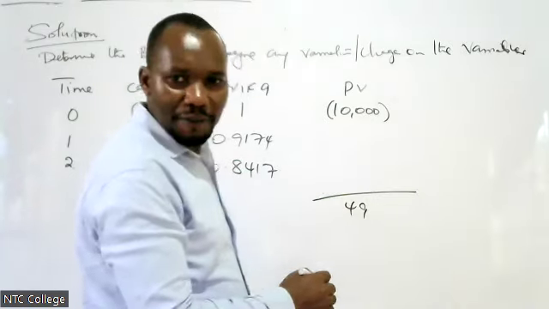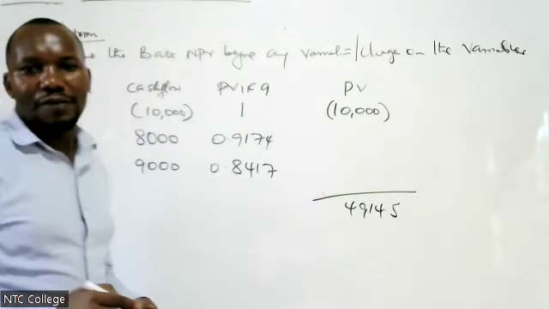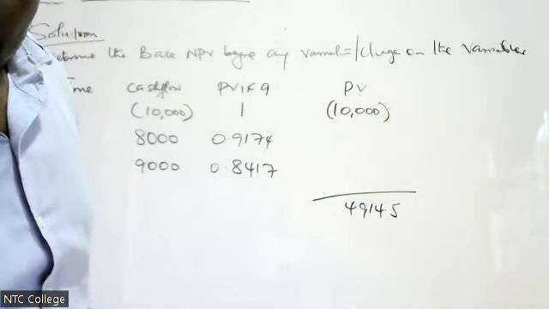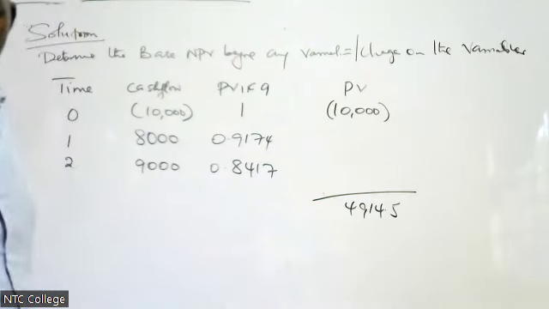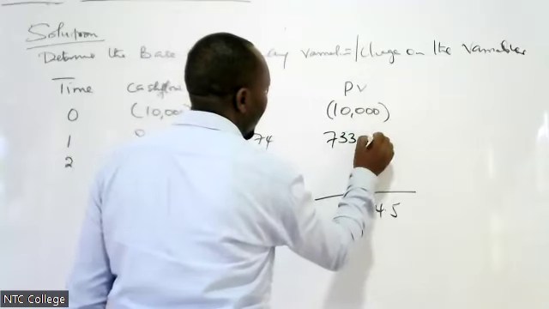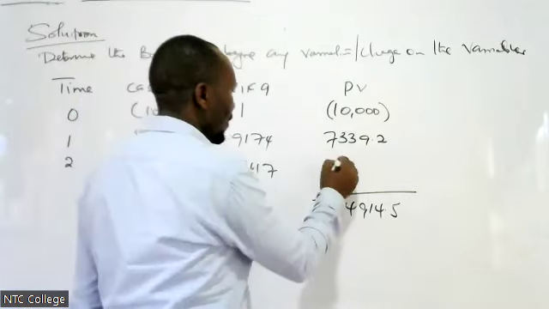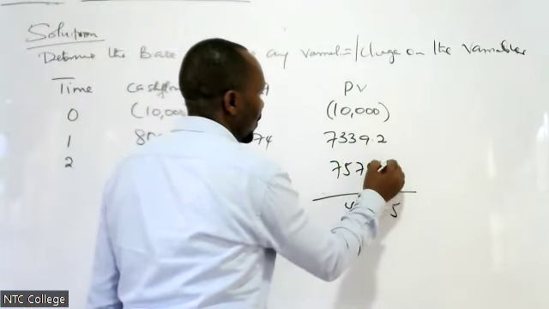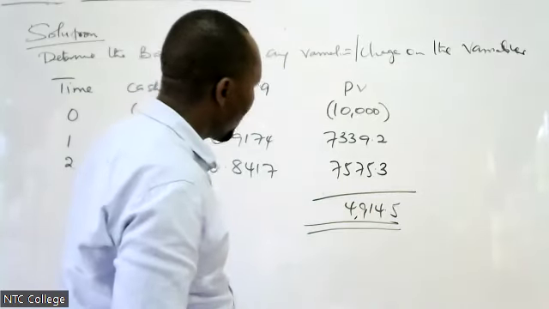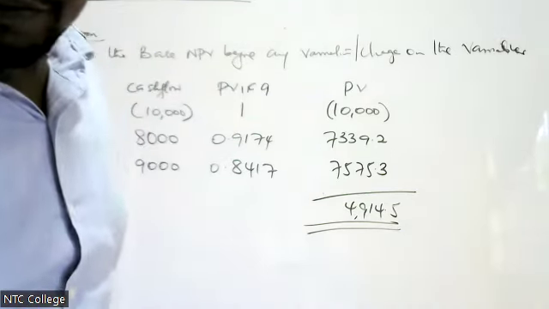Get me those figures. Seven, three, three, nine, one, two, and then 75. Okay, so this is our original NPV before any change. Now you go ahead and calculate the NPV after the change.